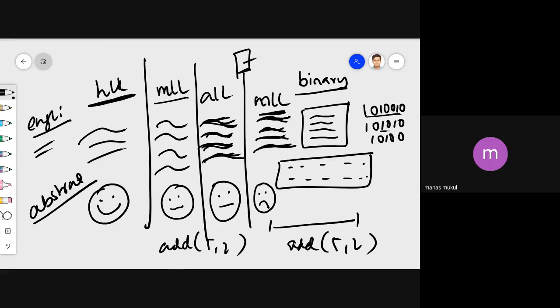So did you understand what is the difference between high level, machine level, assembly level, and all that? Sir, completely, sir. Thank you, sir. Okay, fine. Any other questions you have?